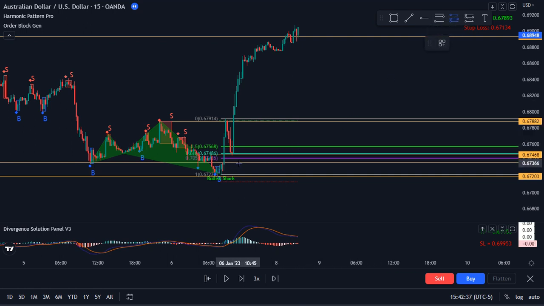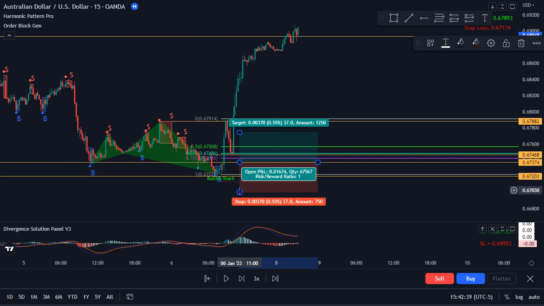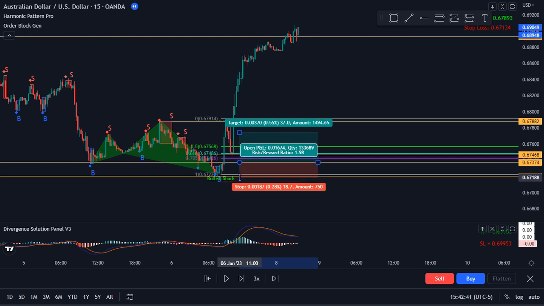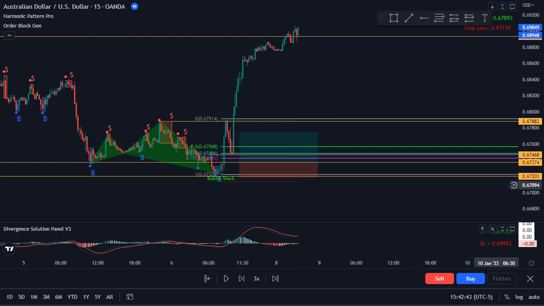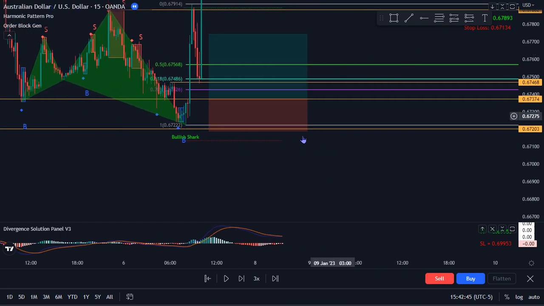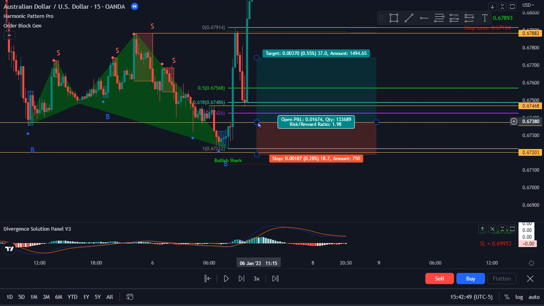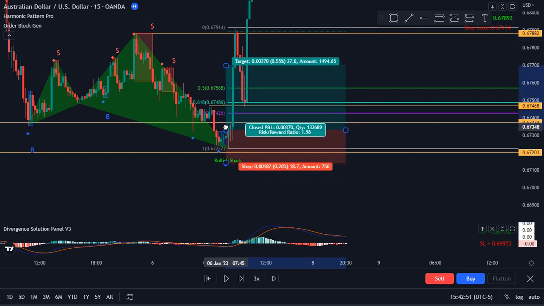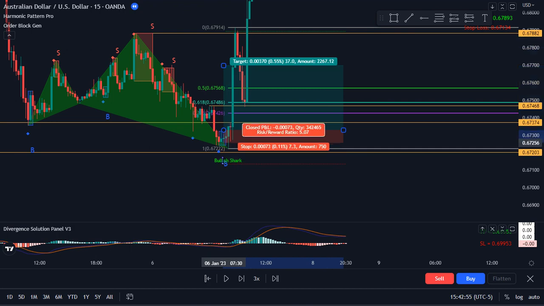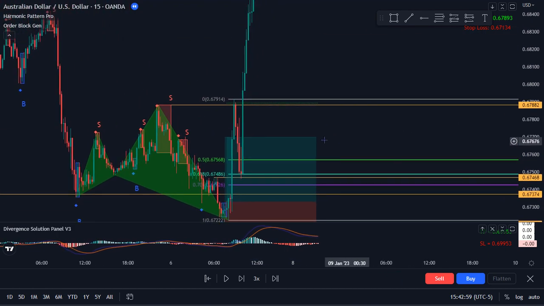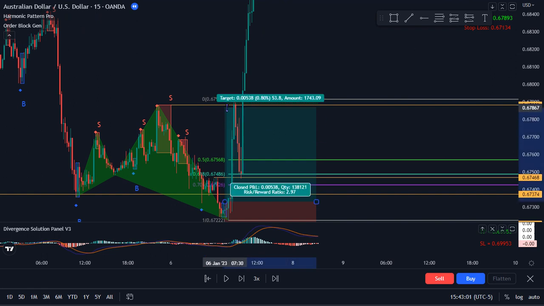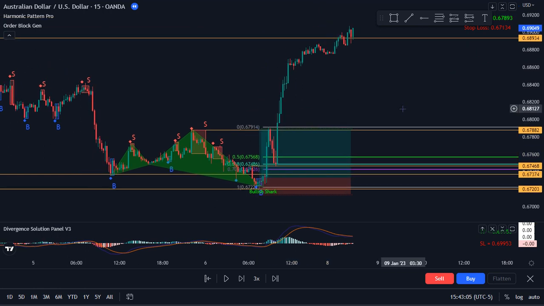So let's just say stop a few pips below the low with our entry right at that order block. To the first high, over a 3 to 1 R&R trade.